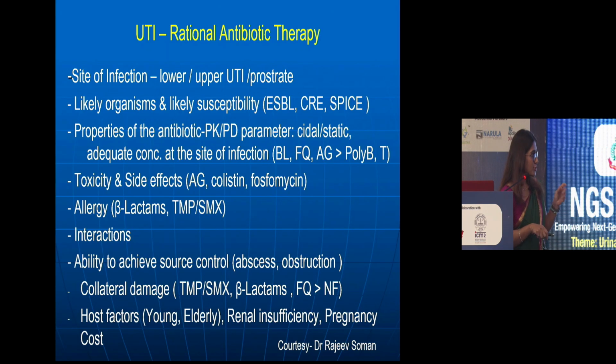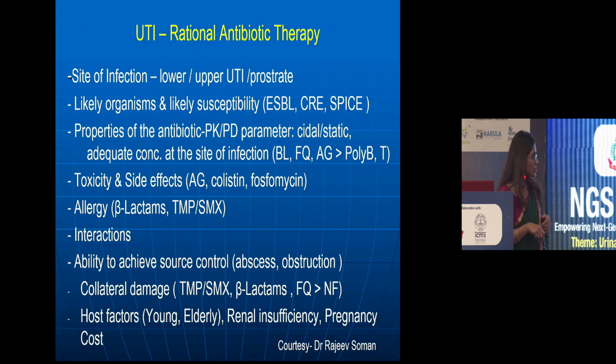Collateral damage: suppose a urine culture is showing that TMP-SMX is susceptible, beta-lactams are susceptible, fluoroquinolones as well as nitrofurantoin, and it's a lower UTI, then nitrofurantoin will be preferable because of the lesser collateral damage as compared to the other drugs, which may result in more damage to the gut flora as well.